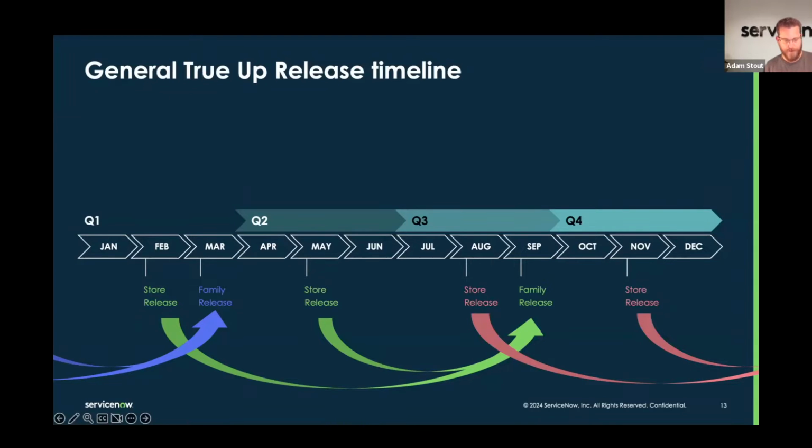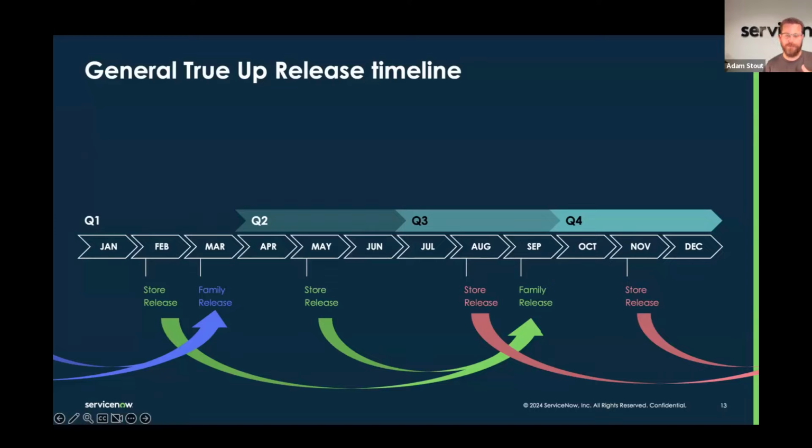I just upgraded one of my instances to Xanadu and had 197 store updates. 197 to look through. If you see that, I want this slide to help ease the fears and the anxiety about how I have to go through all of those.